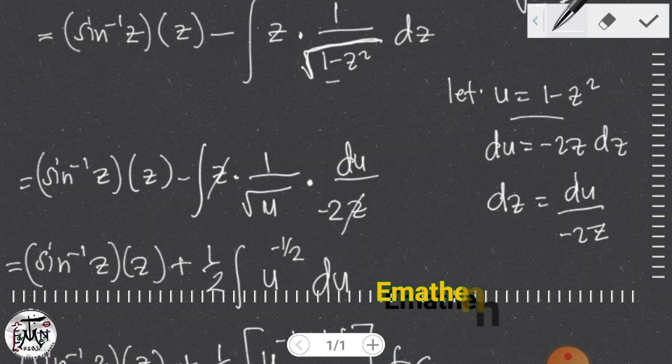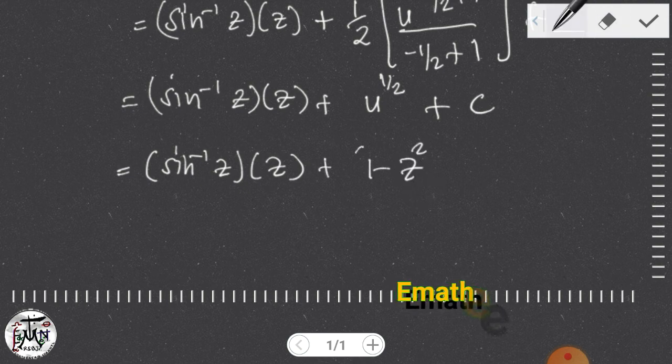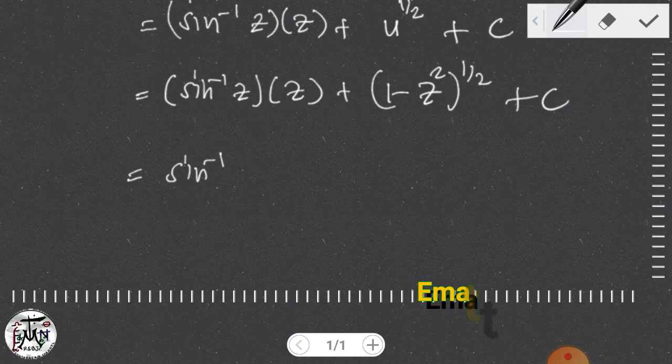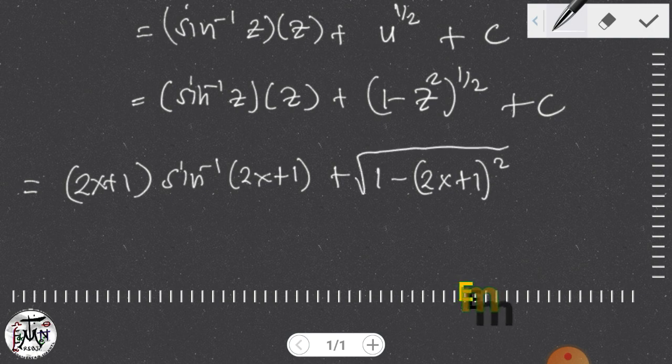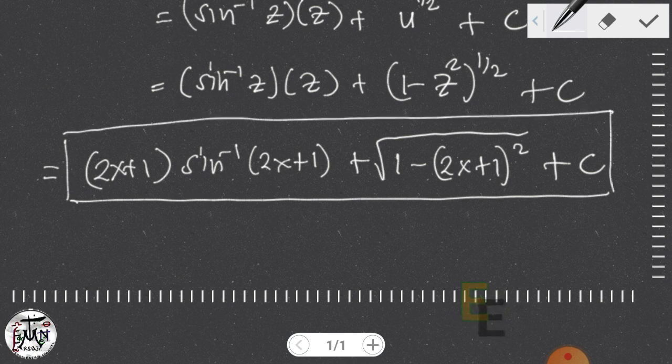Now u is 1 minus z squared, so we substitute: sine inverse z times z plus 1 minus z squared to the power 1/2, plus c. Next, substitute the value of z, 2x plus 1: sine inverse of 2x plus 1, times 2x plus 1, plus the square root of 1 minus the quantity 2x plus 1 squared, plus c. So that's it. This is the final answer for the given inverse trigonometric integral. That's all.